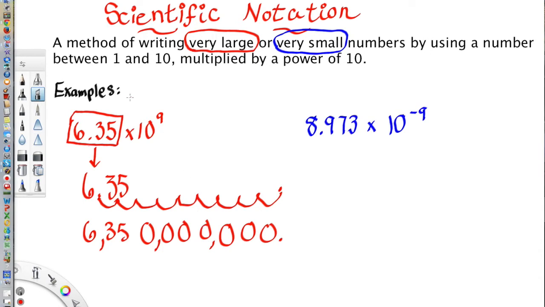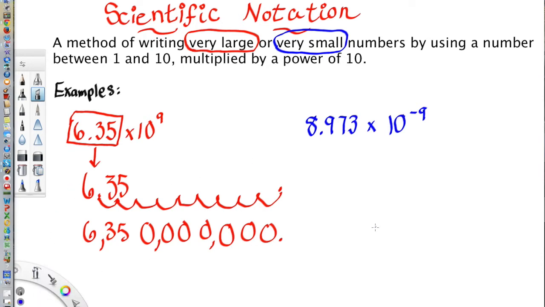But once again, you take the base number, and if you have a positive exponent, this exponent tells you how many times to move it to the right. Now in this case here, we're moving the decimal to the left since I have a negative exponent. The number's actually getting smaller.